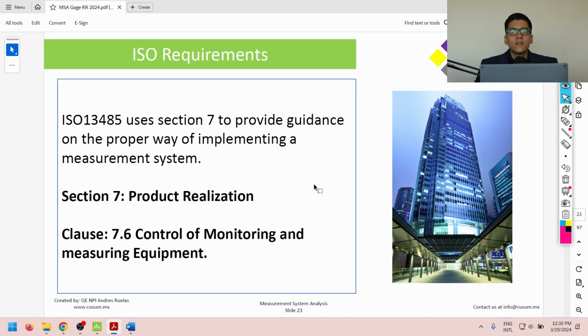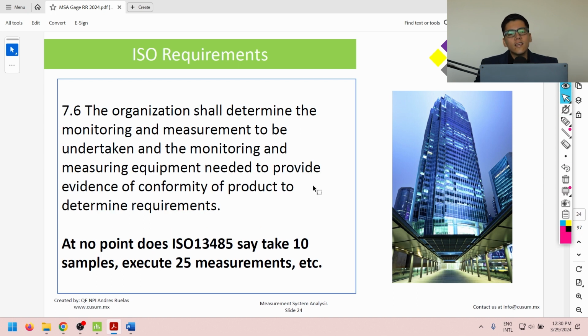system. Section 7 is related to product creation or product realization, with Clause 7.6 stating control of monitoring and measuring equipment. Taken from 7.6, we get the following statement. The organization shall determine the monitoring and measurement to be undertaken and the monitoring and measuring equipment needed to provide evidence of conformity of product to determined requirements.